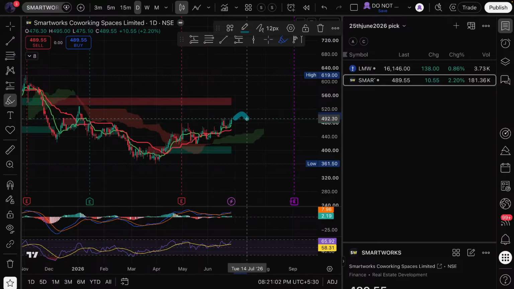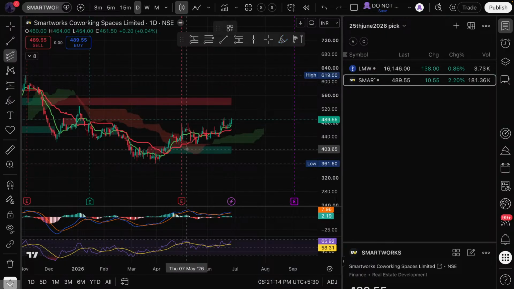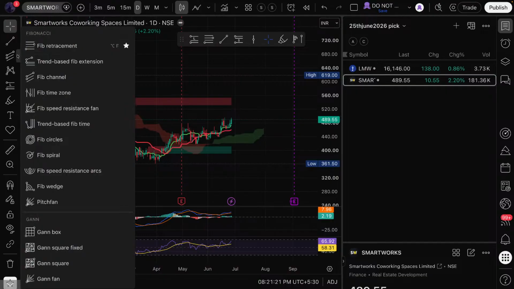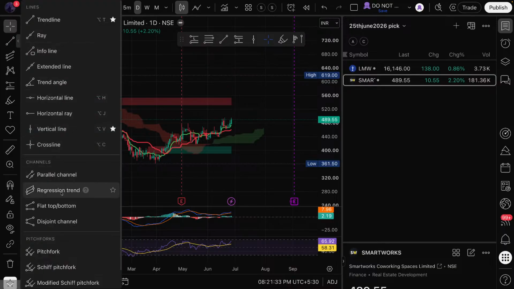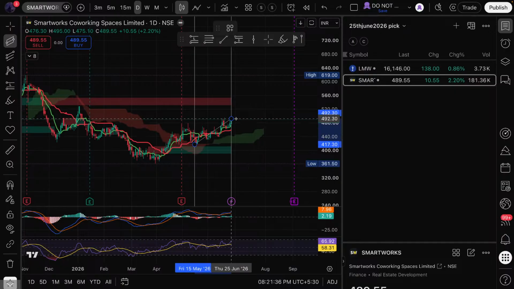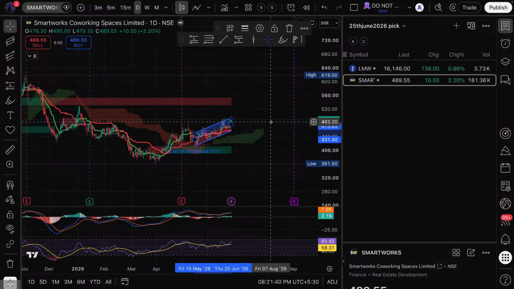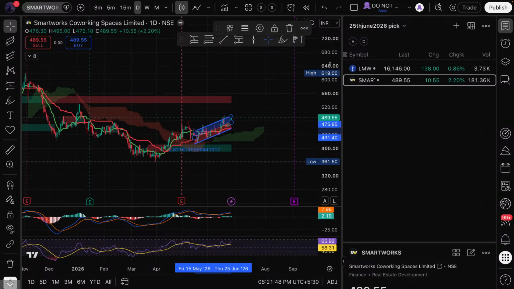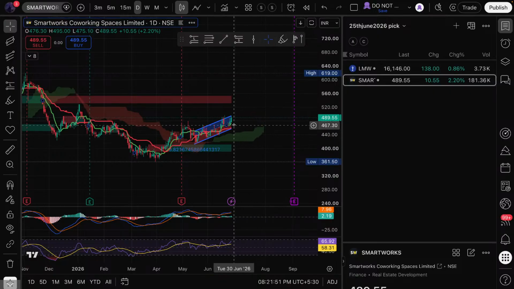So let me just put a few lines. I'm gonna look for, not a fib channel. Yeah, this one. See, this band is going like this, so it looks like it might continue the same. Maybe a few red candles, but eventually it should go up.